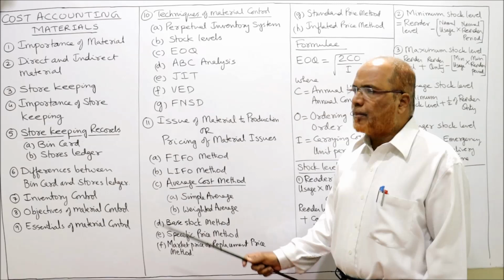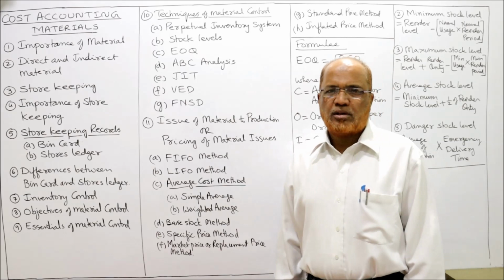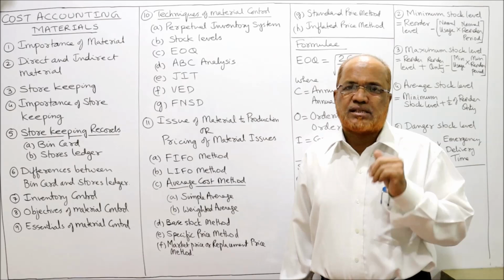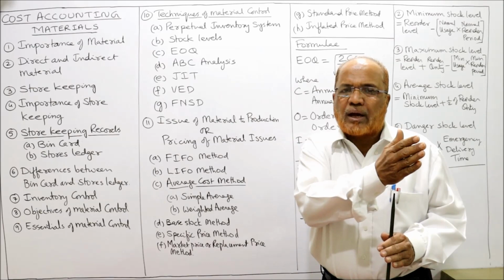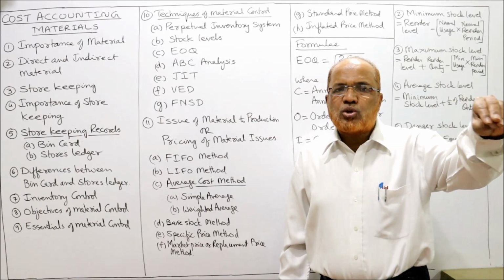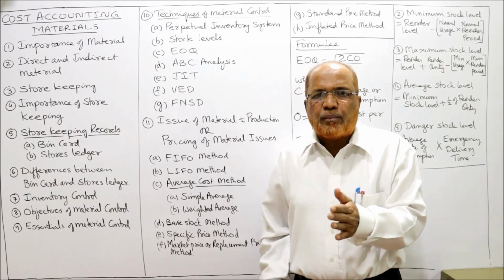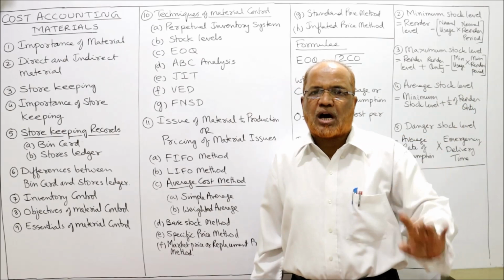Next topic comes issue of material to production, or pricing of material issues. This is the last topic of this material control. Pricing of material issues. Materials are purchased at different points of time at different prices. The storekeeper will receive the material at different points of time at different prices. Then the question arises, whenever we issue the material, at what price we should charge the material to the cost of production? Because production is made at different points of time, and materials are also received at different points of time at different prices. So at what price should the material be charged to cost of production, right?